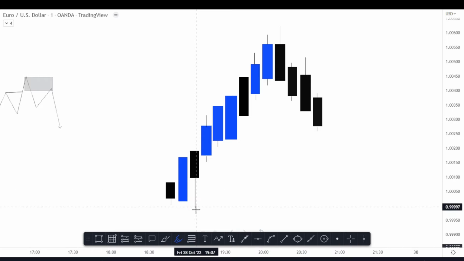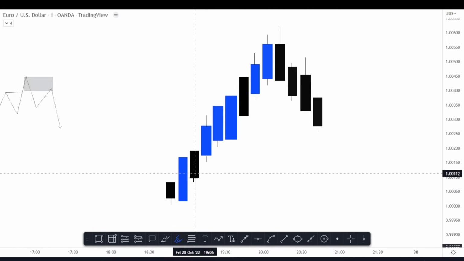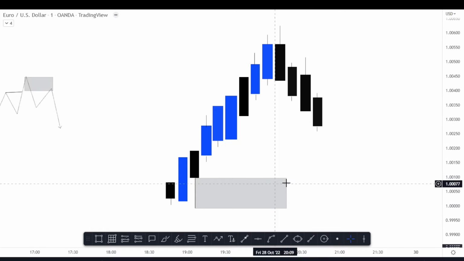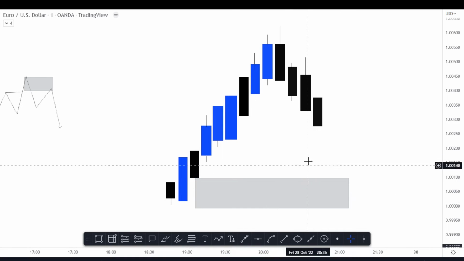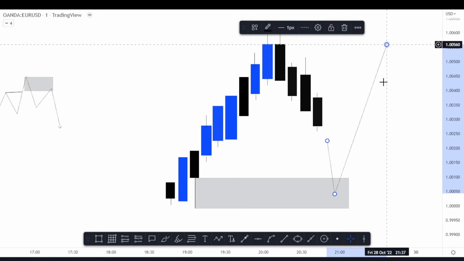Now we have this one taking liquidity, right? So this becomes a high probability order block. Right? This becomes a high probability order block. If price comes back in the future, we could expect a simple bounce up of price.